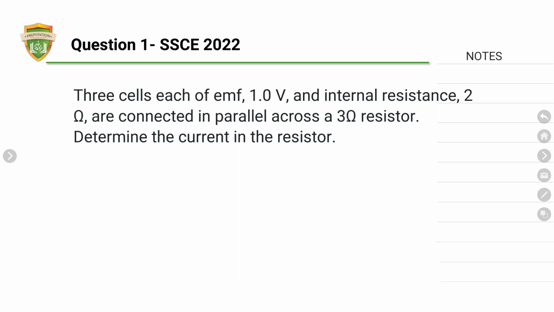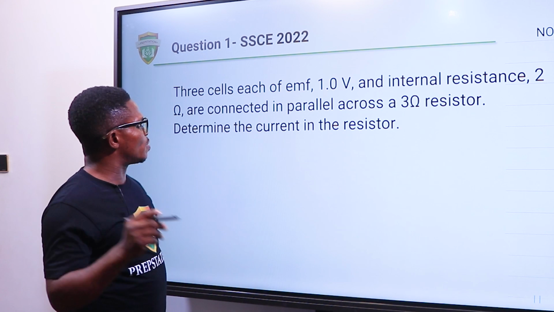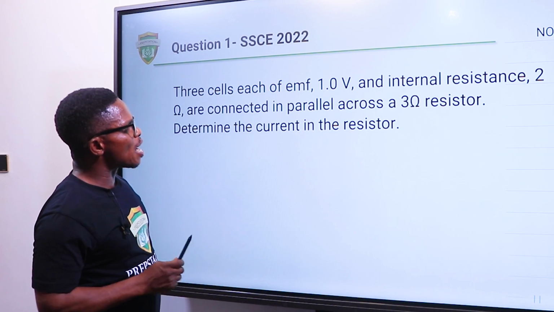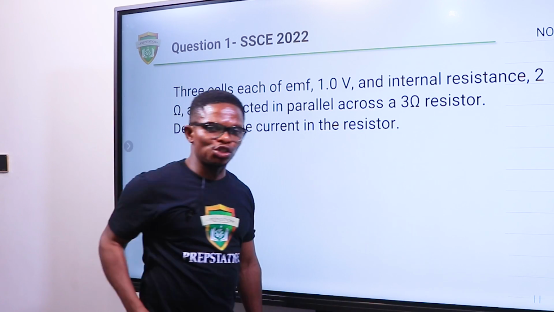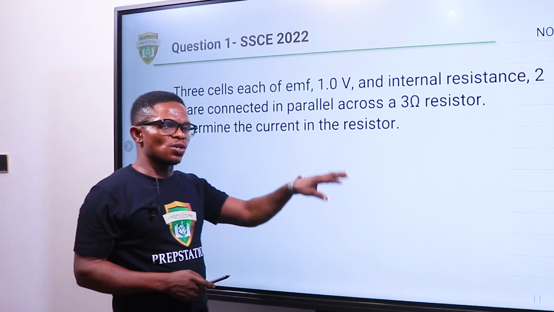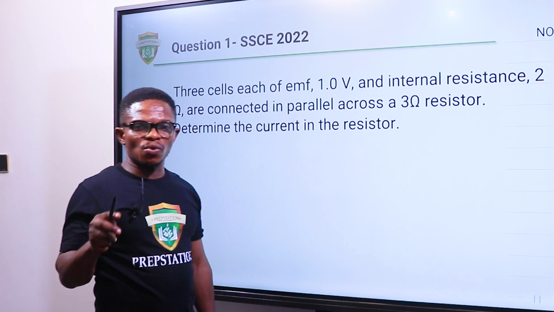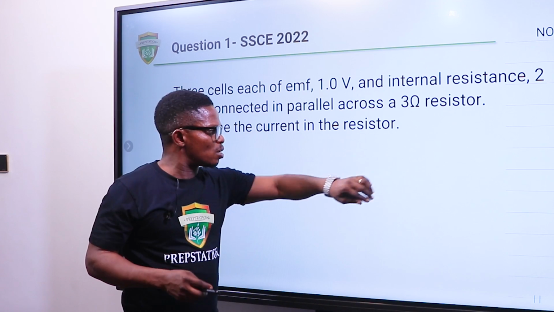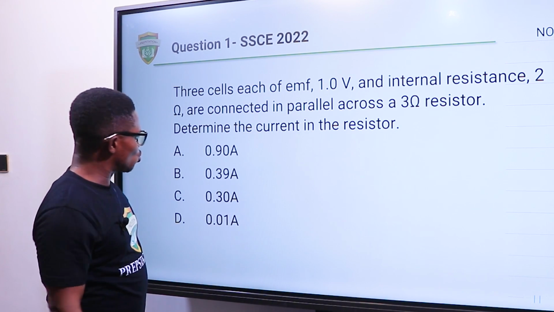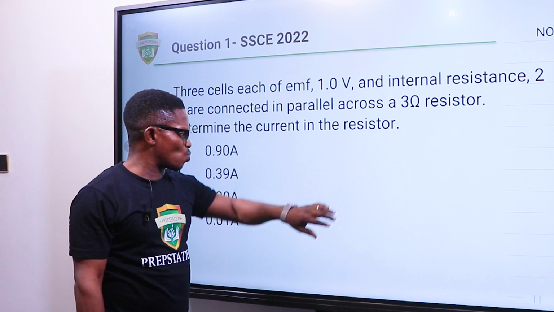It said 3 cells, each of EMF 1.0 volt and internal resistance of 2 ohms, are connected in parallel across an external resistor. Determine the current in the resistor. Now, I told you in the course of the teaching slide that whenever internal resistance is mentioned, the formula to be used will no longer be V equals IR, but the extension of that formula. So what will be the answer to this question?